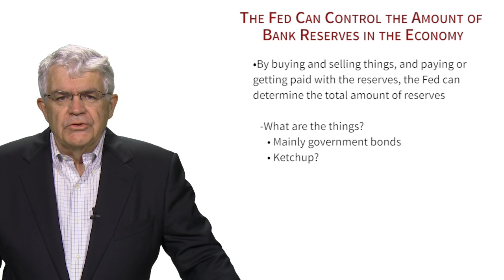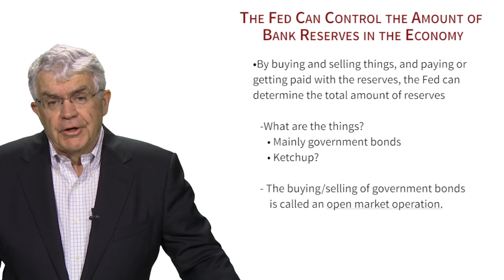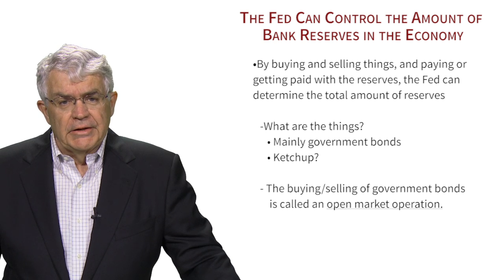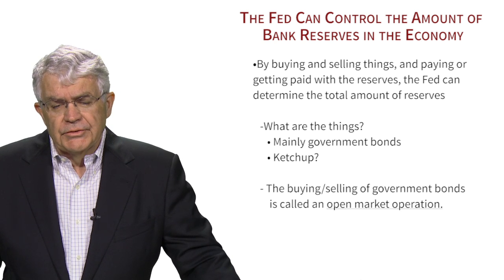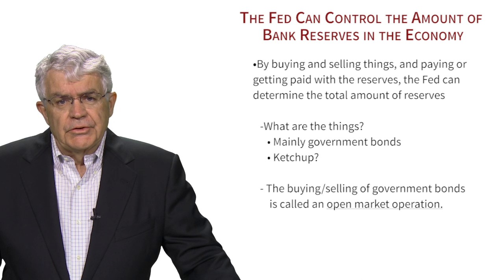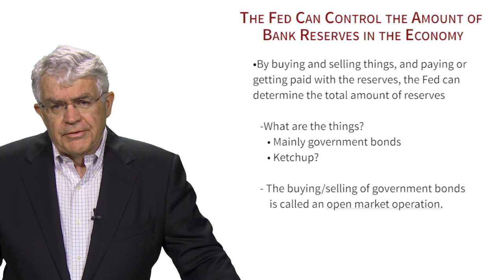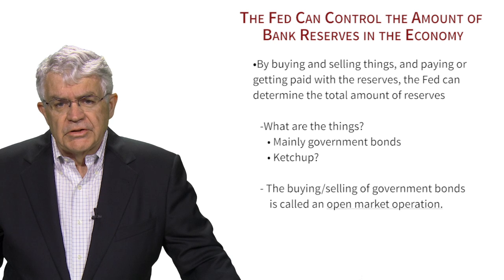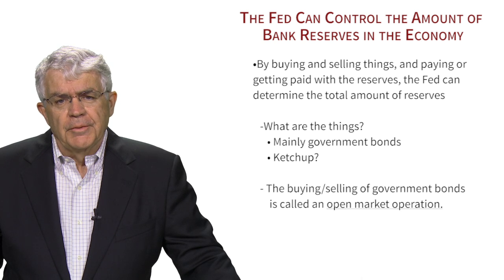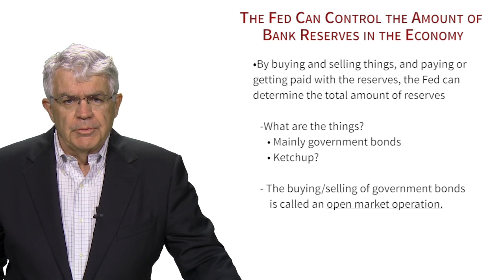And those buying and selling actions are called open market operations because the Fed is buying almost always some kind of bonds, usually government bonds. There are times it buys other things, not ketchup, but other things, and those are called open market operations because it buys them on the open market.